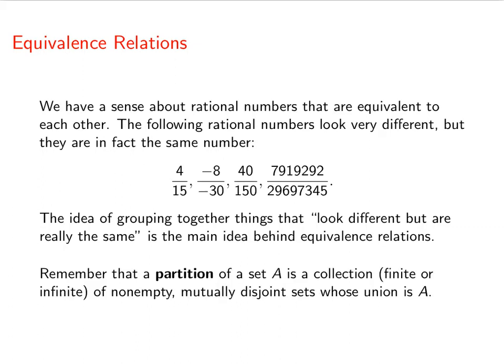I'd like to remind you about the definition of a partition. A partition of a set A is a collection, it could be finite or infinite, of non-empty, mutually disjoint sets whose union is A. All right, so there's basically three key things. These sets have to be non-empty, they have to be mutually disjoint, and the union has to be A. We're going to create a relation from a partition. Later on, we're going to go the other way around.